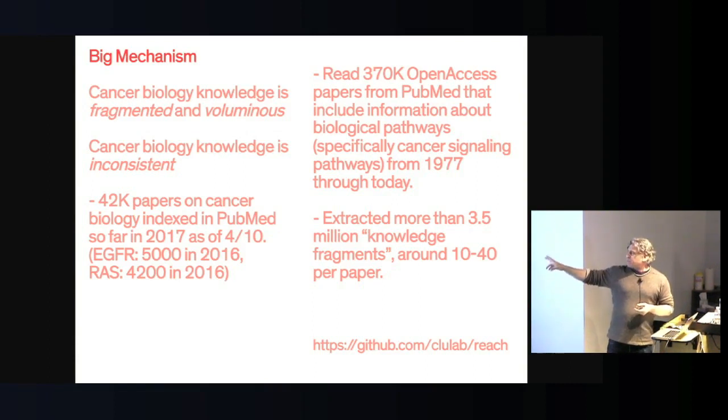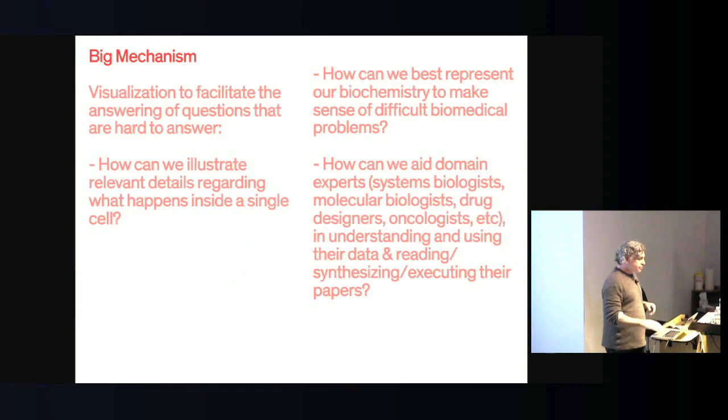And they've extracted what they're calling knowledge fragments or causal fragments from these papers, around 10 or 40 pieces of information that relate to the mechanisms of how biochemical reactions function in a cell.